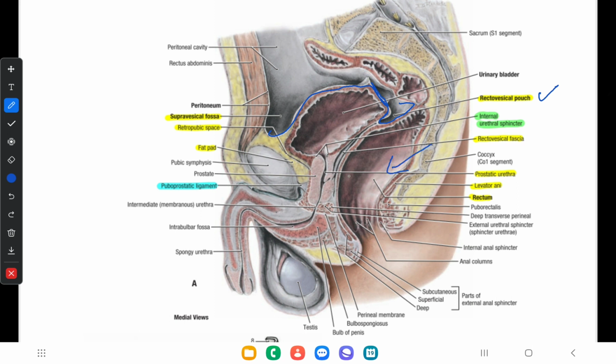So the lower part of the bladder is separated by the rectovesical fascia. You can see very clearly this is the rectovesical fascia. In males, this rectovesical fascia separates the lower part of the urinary bladder from the rectum.